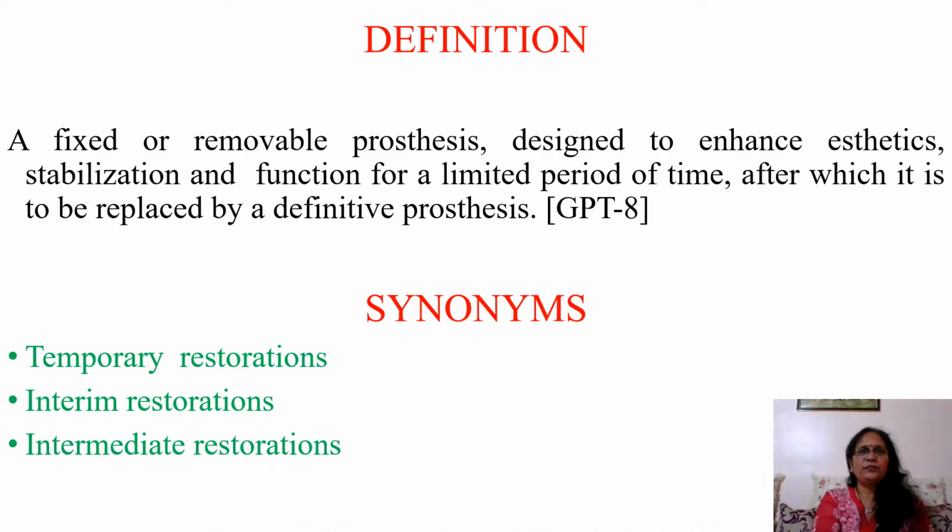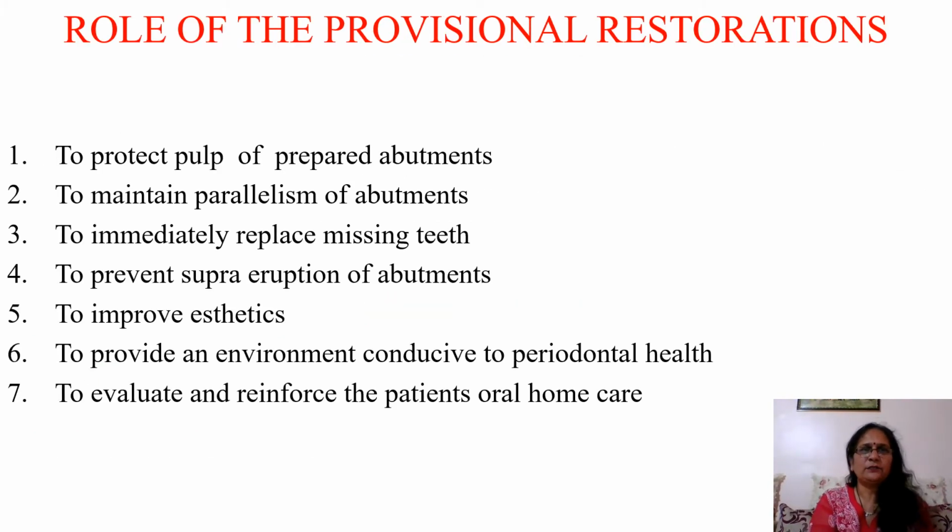Definition: according to GPT, it is a fixed or a removable prosthesis designed to enhance aesthetics, stabilization, and function for a limited period of time, after which it is to be replaced by a definitive prosthesis. Synonyms: this is also called as temporary restorations, interim restorations, or intermediate restorations.